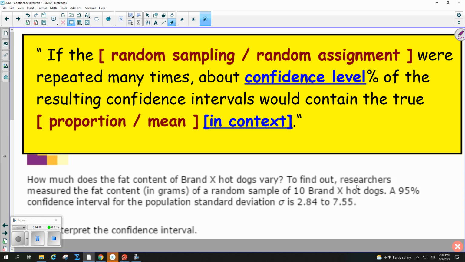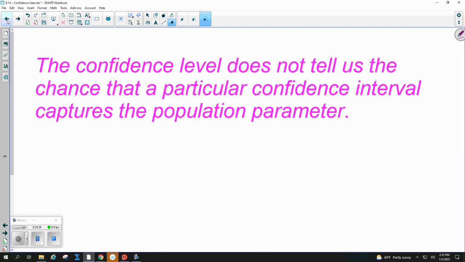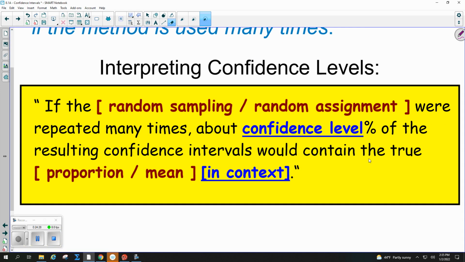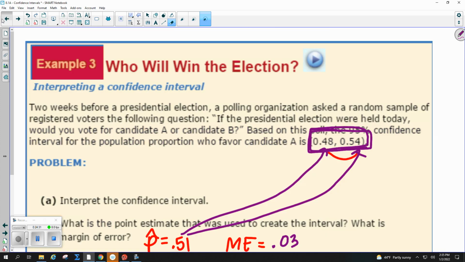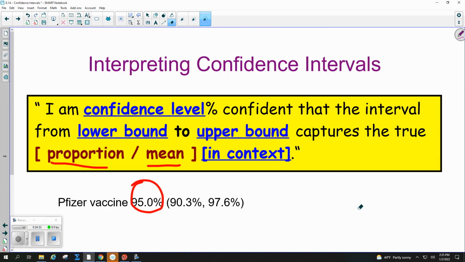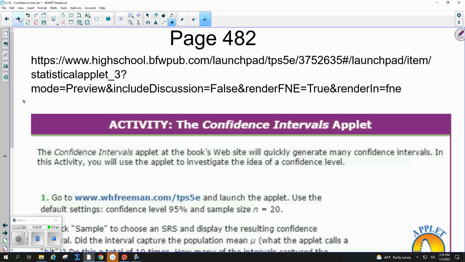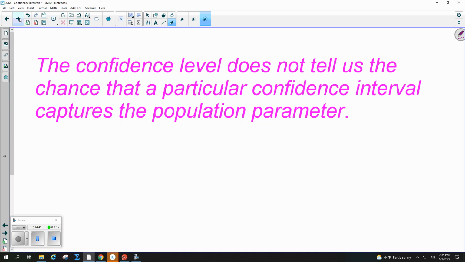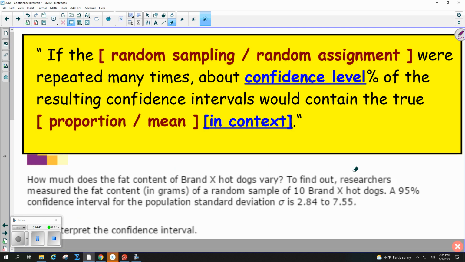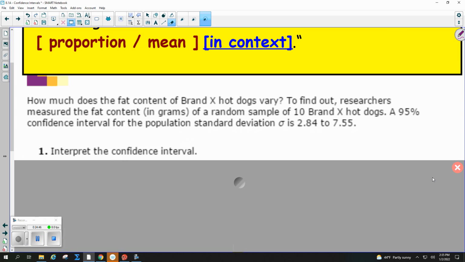All right, so for confidence interval, you guys, that's not this one. This one's confidence level. So for confidence interval, we got to go back to this one right here. Nope, that's level. Okay, this one right here. So I am blank percent confident that the interval from blank to blank captures the true whatever we're talking about, okay? So for this one, we would say I am 95% confident that the interval from 2.84 to 7.55 captures, and in this case, we're talking about the true population standard deviation.